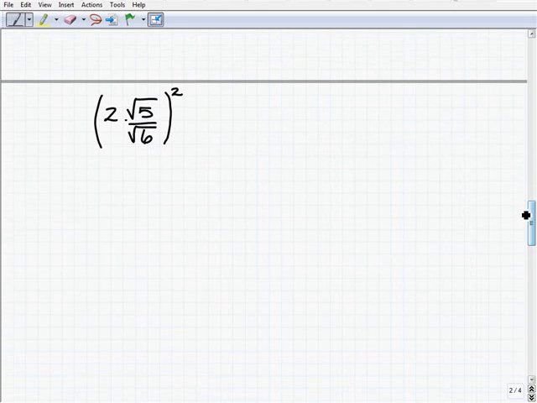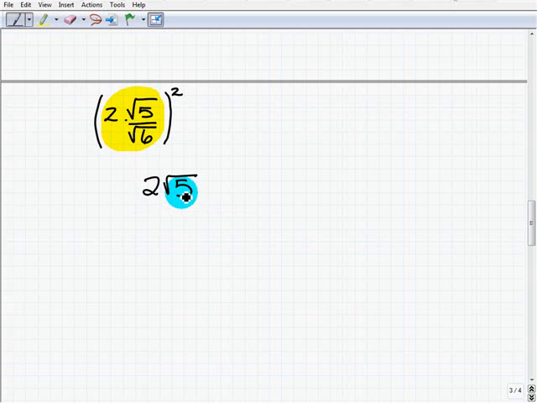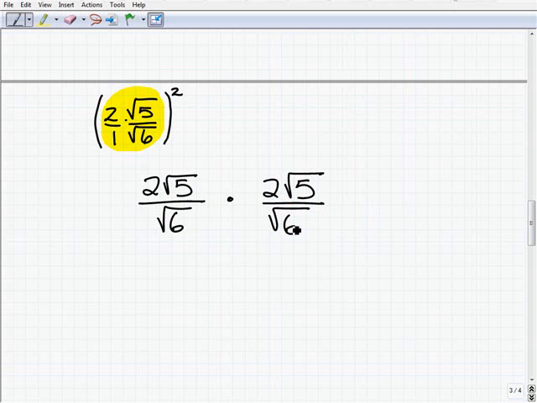All right, just be careful with these negative signs that you don't lose them along the way when you're working. Okay, so let's finish up with this particular problem. Here I'm squaring this radical expression, so I'm going to be multiplying 2 times the square root of 5 over the square root of 6 by itself. So let's go ahead and do that. 2 times the square root of 5 over the square root of 6. That's the same thing as this expression. Just notice that they're both the same. This is going to be 2 over the square root of 5 over the square root of 6.